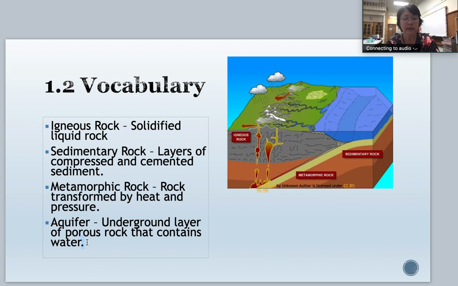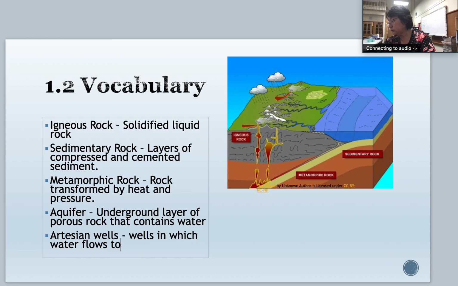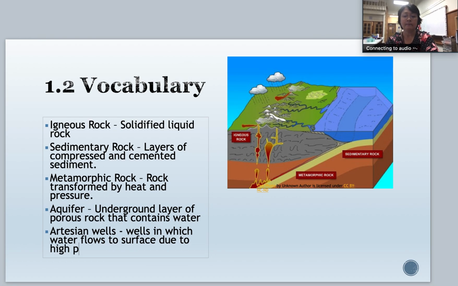And I just realized that I needed to add artesian wells. These are wells in which water flows to the surface due to high pressure in the ground. All right, so artesian wells. That is the final vocabulary found within section 1.2.